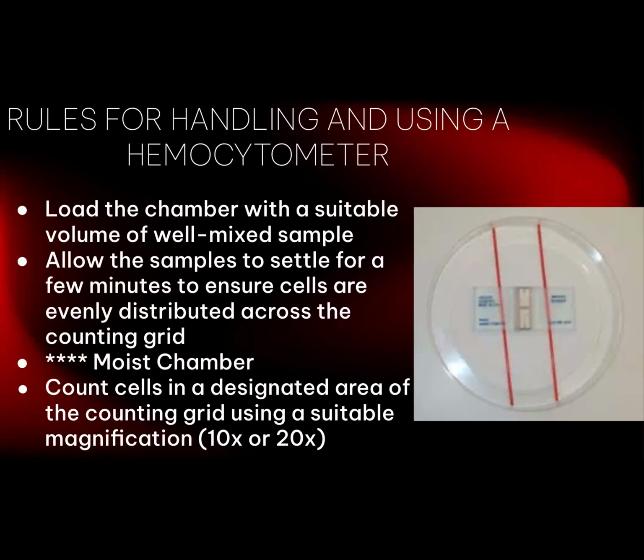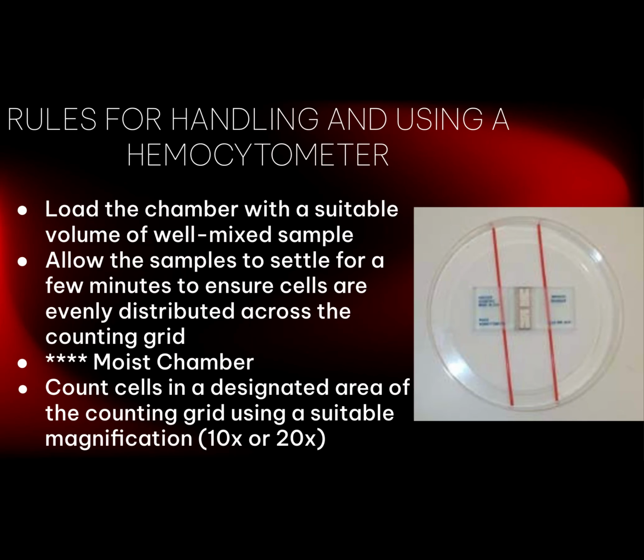Once the sample is ready, cells are counted in a designated area of the grid using an appropriate magnification, usually 10 or 20, depending on the cell type and concentration. Again, just for review, in our 9 large squares, we count our WBCs on the 4 large corner squares, and we count our red blood cells in the middle large square, which is further divided into 25 secondary squares.